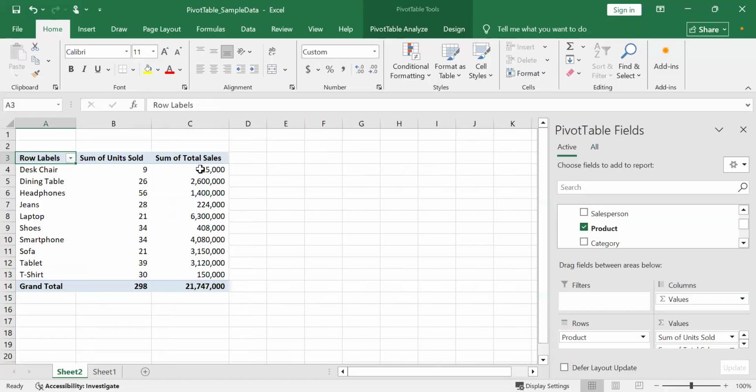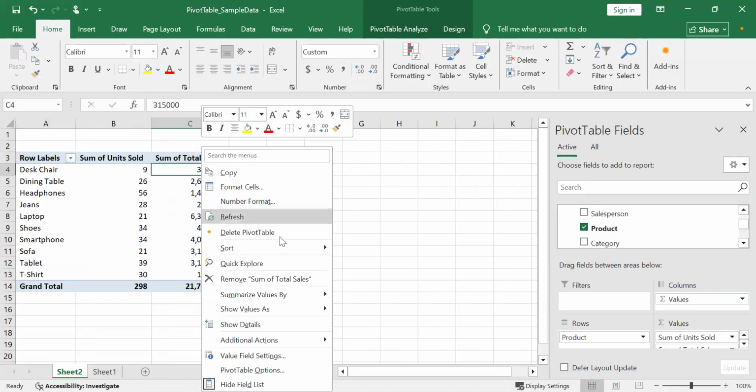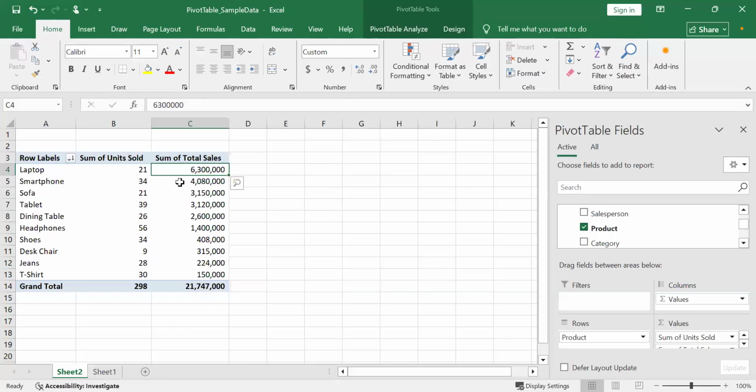So ideally, let me just sort it by value. And I have laptop. Laptop is actually the major sales giver for the company. Is that correct? Yes, that's the largest, because it has the highest total sales, based on the value itself, not based on the volume.